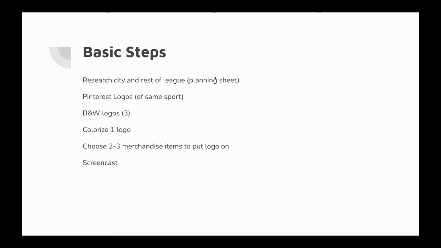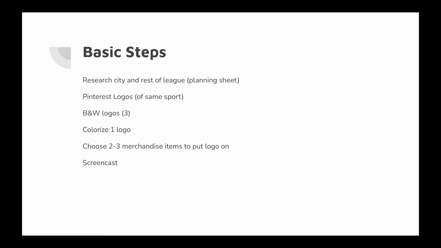It'd be nice if you could find logos that are specific to the sport. It doesn't necessarily have to be specific to the league, but if you start running out of things that you find interesting, you can branch out into other sports as well. Then you'll go to the building phase where you'll do some sketches and create 3 black and white rough draft versions of the logo, and you'll choose one of those to colorize.